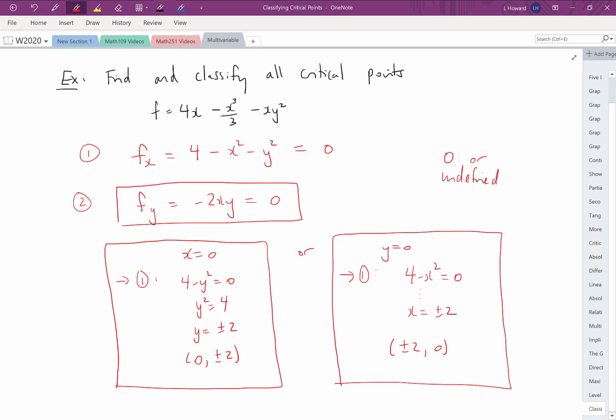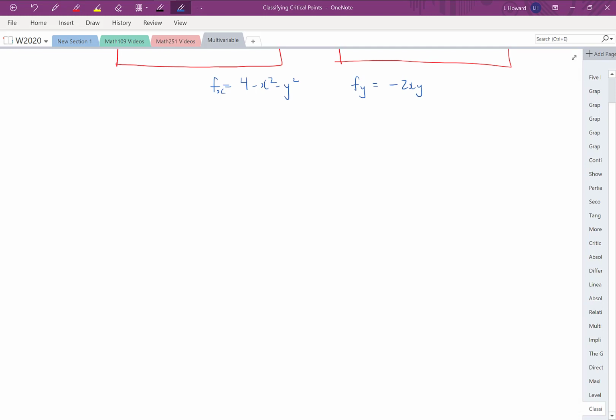We are going to classify these using the second derivative test. So I've just recopied the 2 partial derivatives at the top of the screen here because we're going to need these in this next part of the second derivative test. So usually what I like to do is just make a little chart. We're going to list our different critical points, which we found 4 of them.